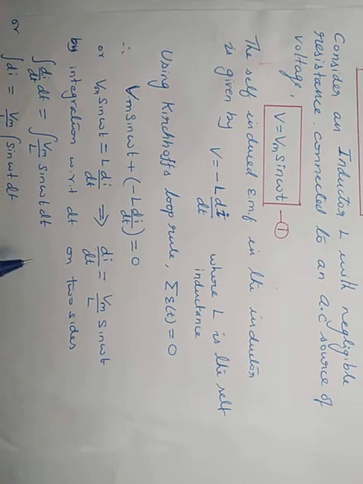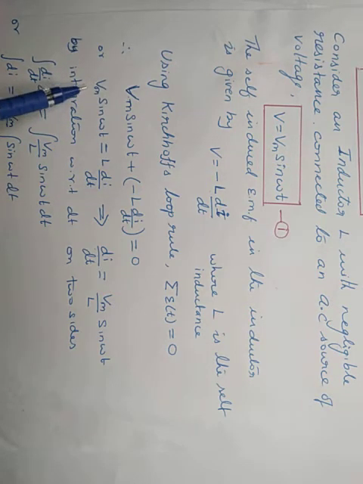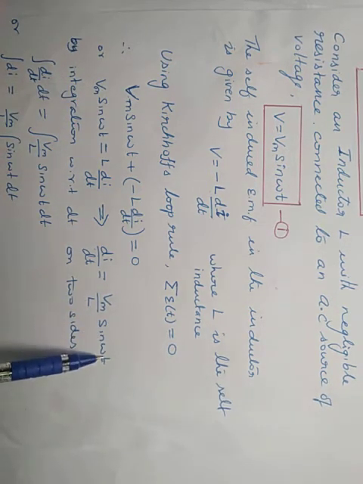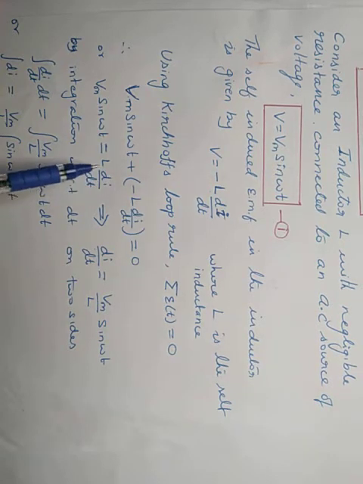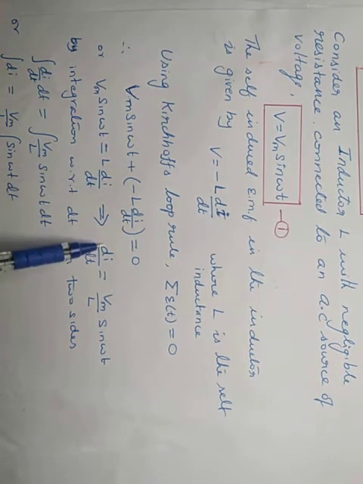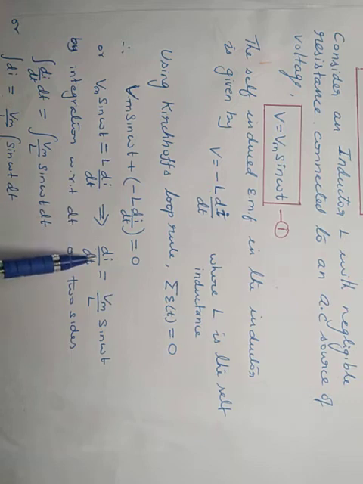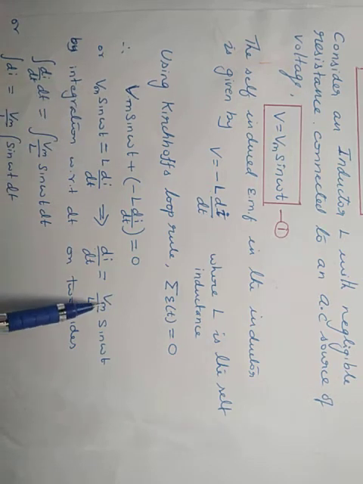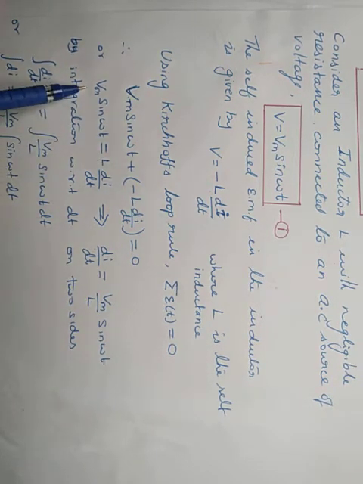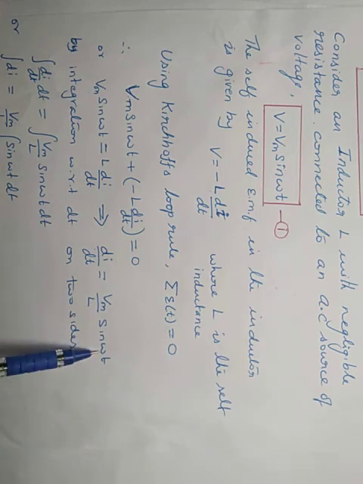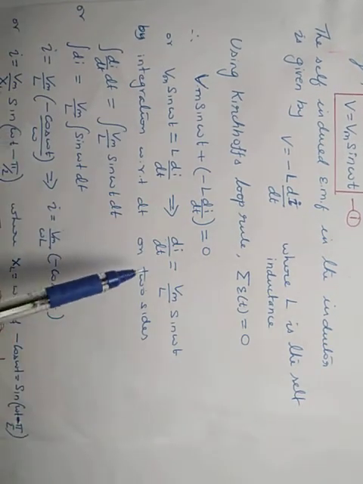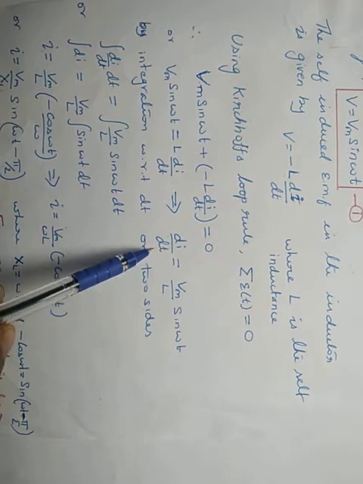So, we need an equation for current. Here we have di. Bring L to the left-hand side, and you will get Vm by L. I have written here Vm by L sin omega t. The remaining is di by dt. Therefore, di by dt equal to Vm by L into sin omega t.